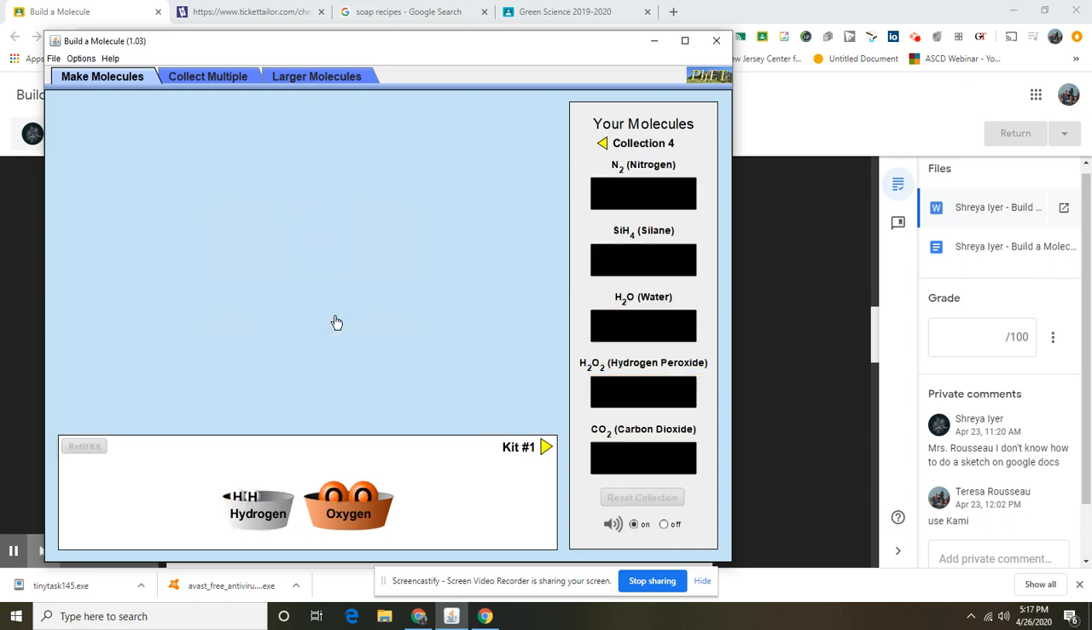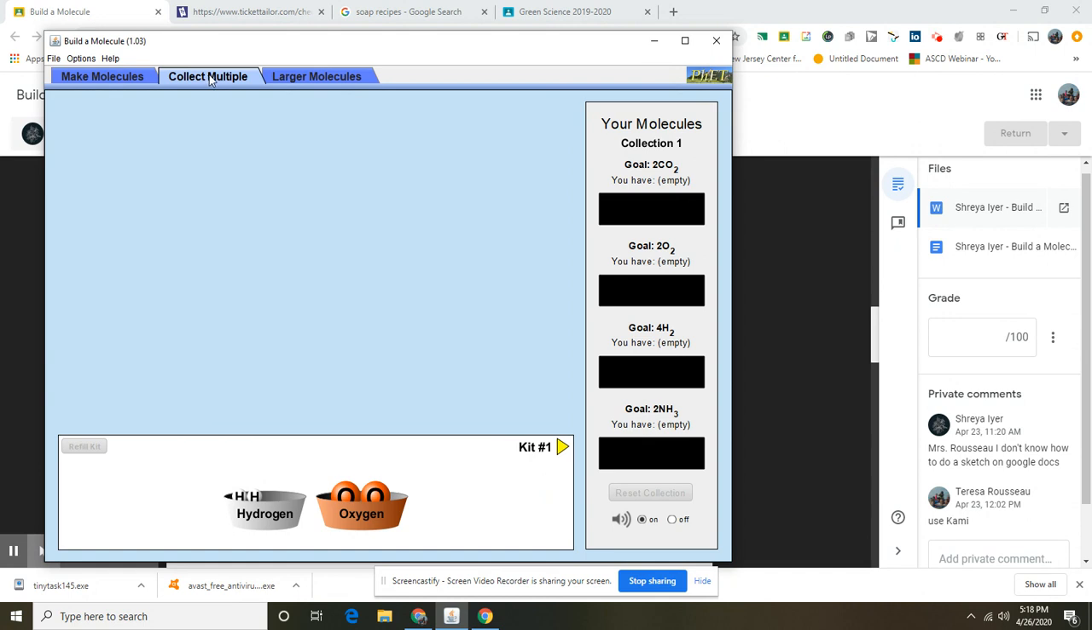Okay, so now we're on our next collection. It says collection number 4, but we're not going there. What I asked you to do is then move on to collect multiples. So I'm going up to this tab to do collect multiples.